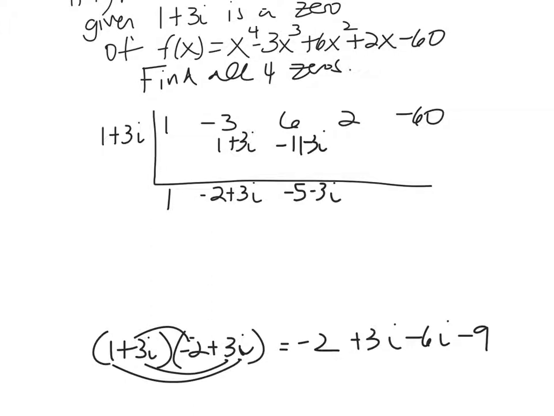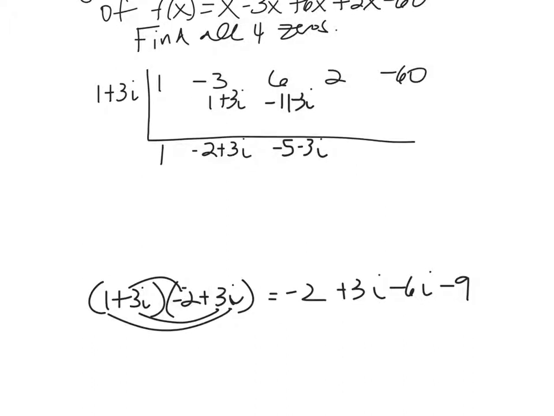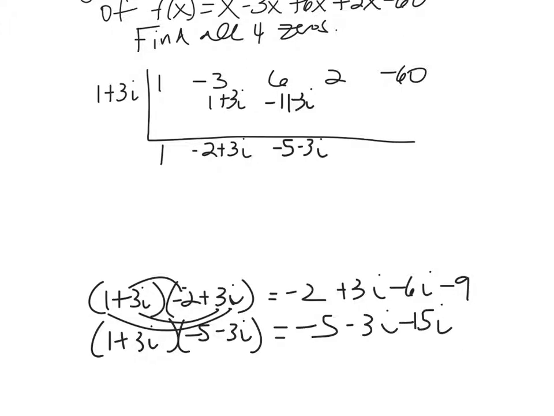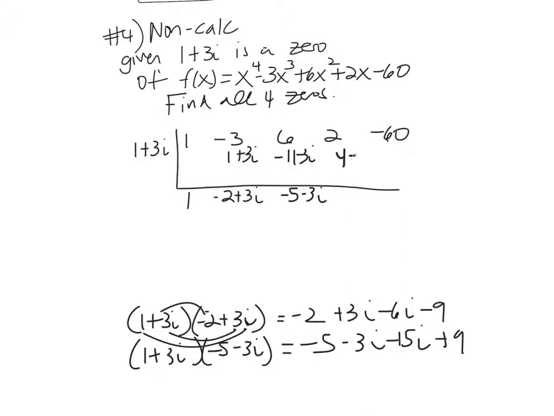We're going to FOIL one more time. 1 plus 3i times negative 5 minus 3i. So I get negative 5. Outside is negative 3i. Inside is negative 15i. And my last term would be positive 9 this time, because it's 3i times negative 3, which is negative 9i squared, which is positive 9. So that gives me 4 minus 18i. Go ahead and add that, and you get 6 minus 18i.